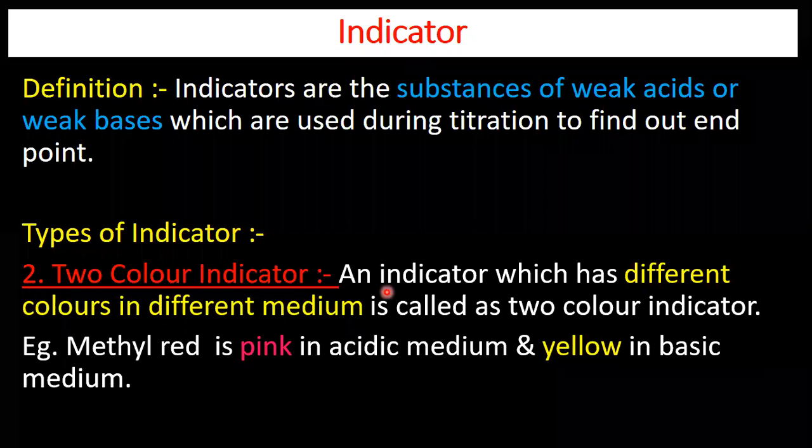So a question is asked: define indicator, what are the types of indicators? These are 2 or 3 mark questions. So what is an indicator? Indicators are substances of weak acids or weak bases which are used during the titration to find out the end point. Types of indicator: one color indicator and two color indicator. So write with some explanation and give one example, compulsory one example. Now let us go ahead.